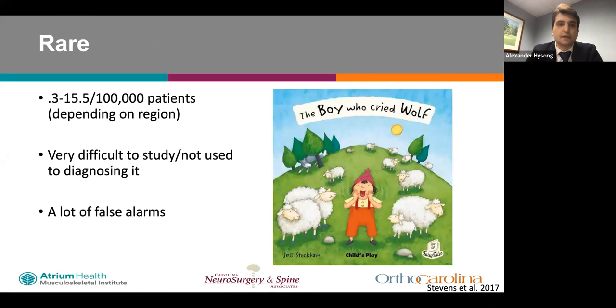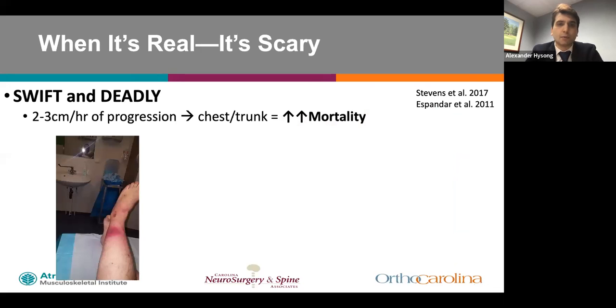It's pretty rare, and not so much at tertiary care facilities like Atrium, or like CMC, but there's a very low incidence in the population, and that makes it really difficult to study. There's not a lot of randomized controlled trials about necrotizing fasciitis and its management. Many physicians aren't used to diagnosing it and not used to seeing it. And this can lead to a lot of false alarms and boy who cried wolf scenarios. But when it's real, and most of us know this, it's very scary.